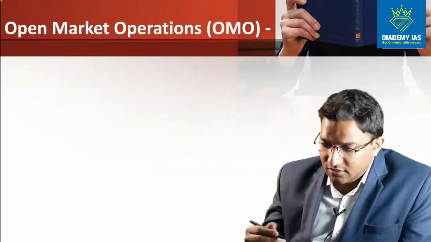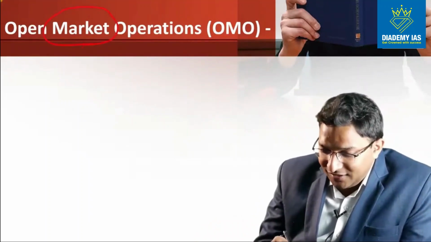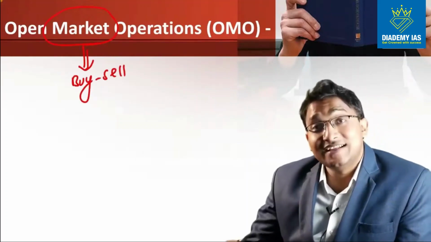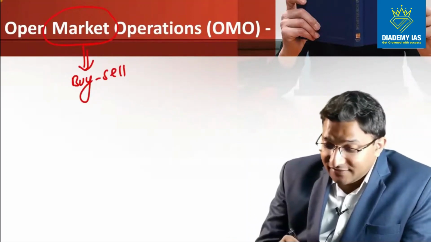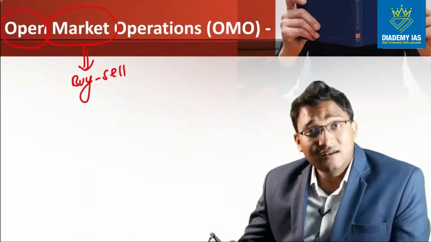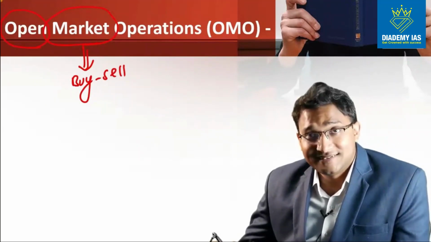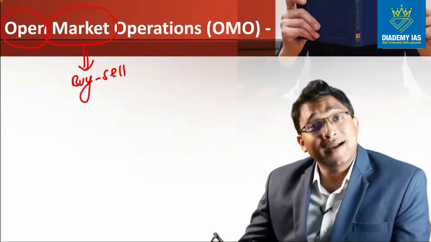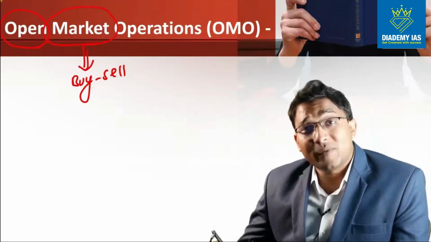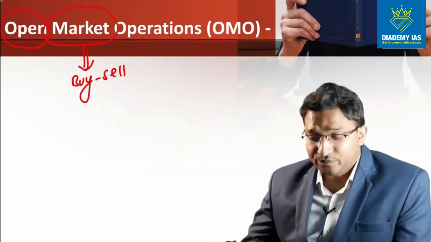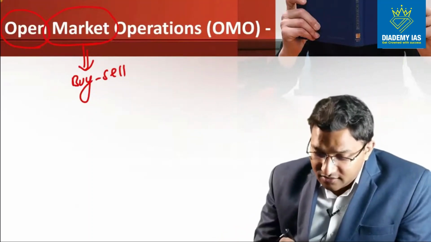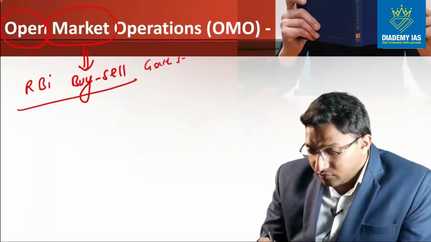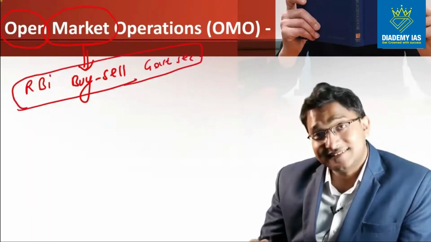So can you see market? Market means any place where the activities of buying and selling happen, right? And this is open market. That means the operations are done openly, that is, the buying and selling happens openly. This open market operations is one of the quantitative methods to control the money supply. And here the RBI buys or sells the government securities to control the money supply, right?